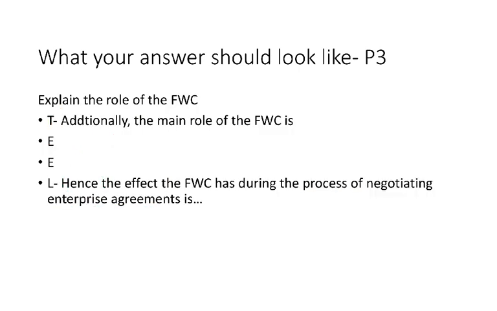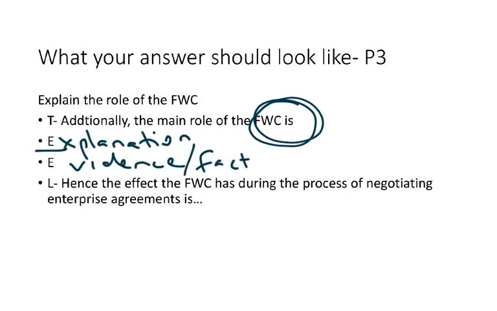Paragraph 3 is essentially the same as paragraph 2, except you are focusing on the role of the Fair Work Commission. Once again, your explanation, so explain further in more detail your previous sentence, like in an English essay, and then obviously the piece of evidence or fact, and then the causal verb, which is your link back to the role of the Fair Work Commission in the process of negotiating what an enterprise agreement is.